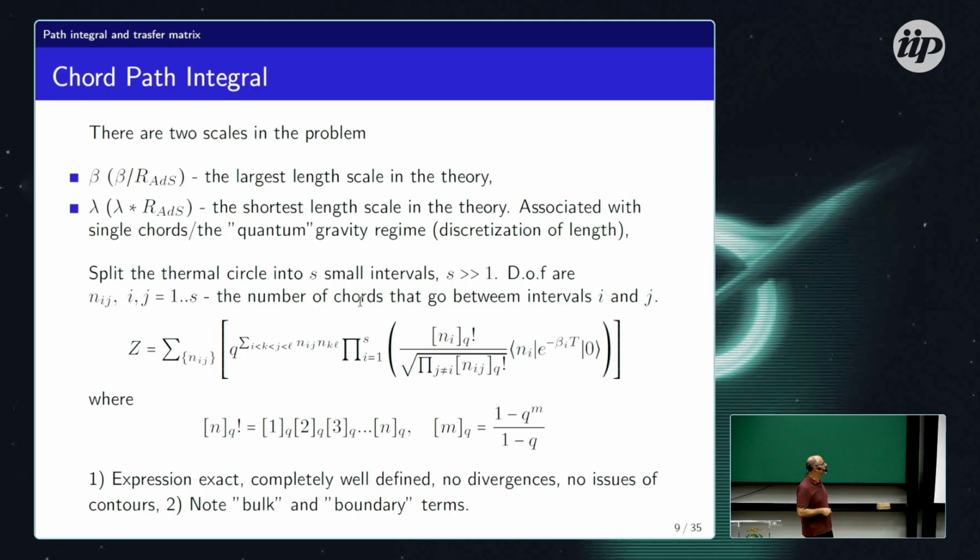It's completely well defined. There are no divergences. There's no issue of contours, and it starts to look a little bit like some kind of bulk or boundary term. These terms have to do with these kinds of intersections that sit in the interior, so they are like bulk terms of some sort, and this product over i going from 1 to S goes in the continuum to some kind of integral over the boundary.